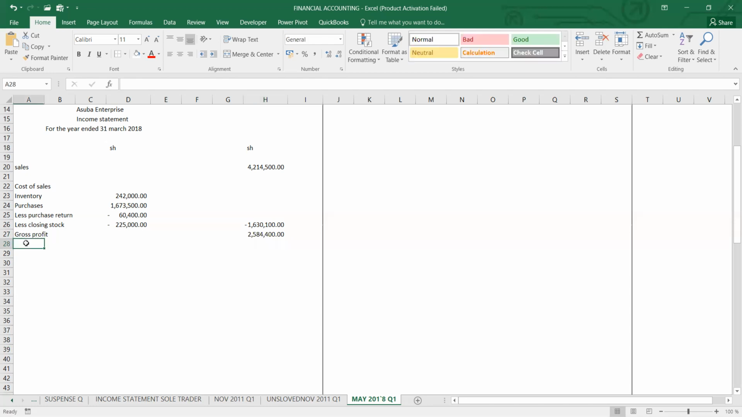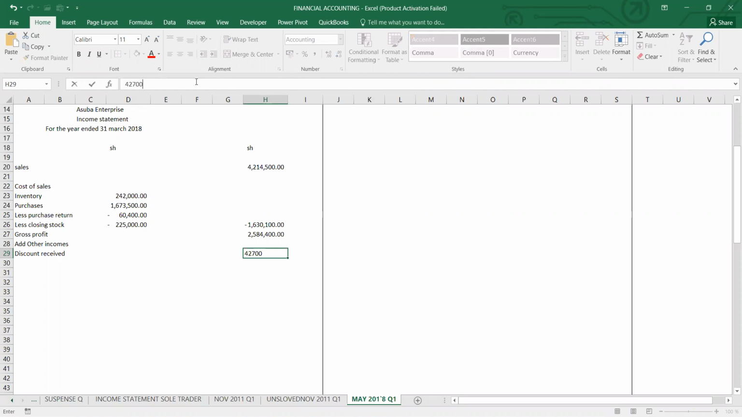And then we add other incomes. So in our trial balance, which income do we have? We have a discount received of 42,700. So another income we normally check is if we have rent received and a decrease in allowance for doubtful debt.